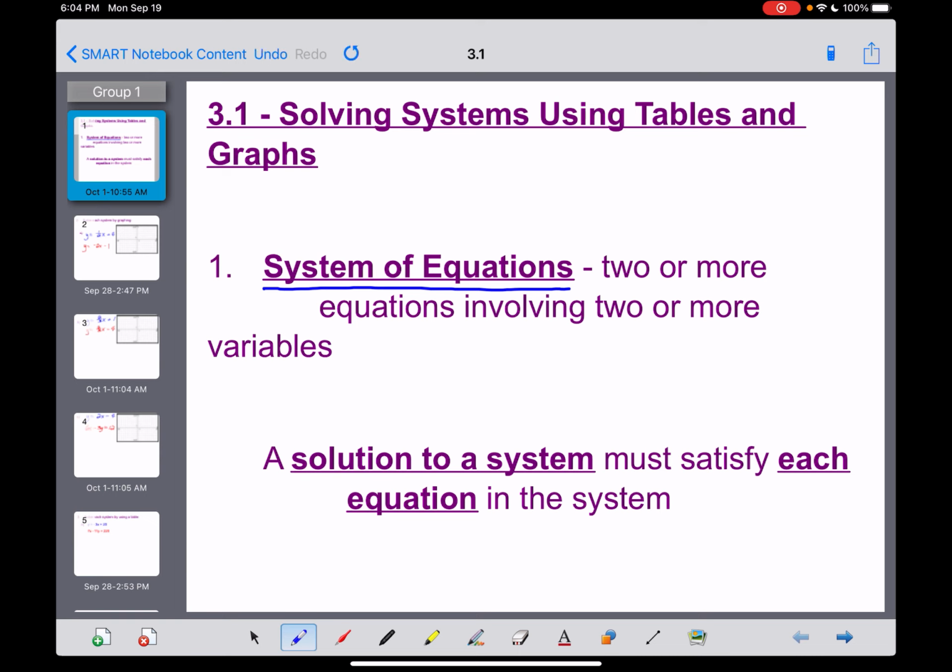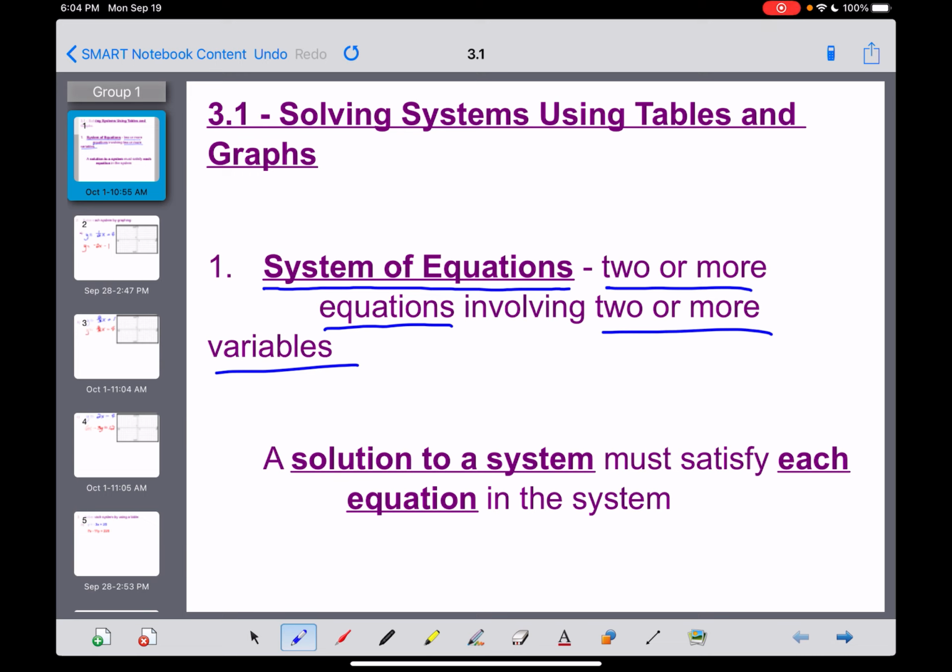A system of equations involves two or more equations. So first thing we want to understand, we're talking about multiple equations here, and in most cases, those equations are going to involve two or more variables. So we just got done in chapter 2 dealing with two variable equations and some inequalities in there as well. Now we start dealing with two of them at the same time.